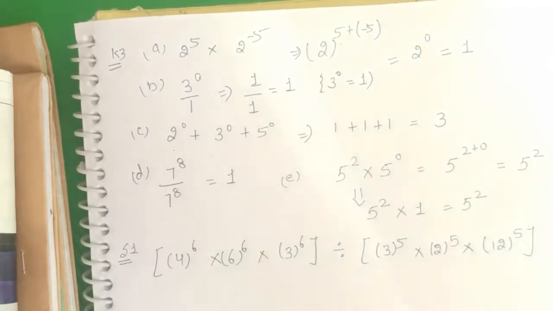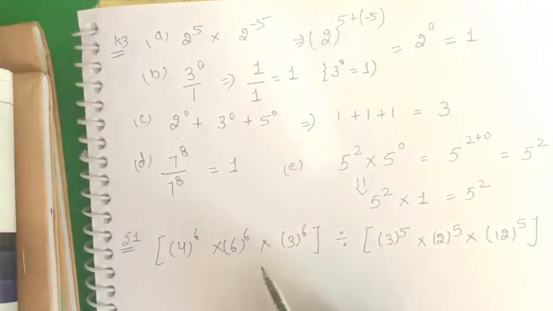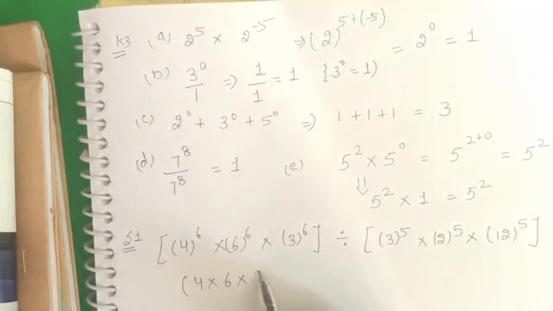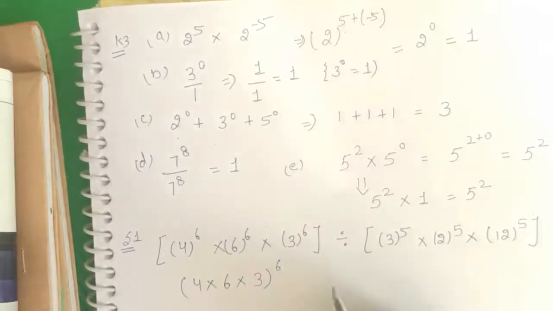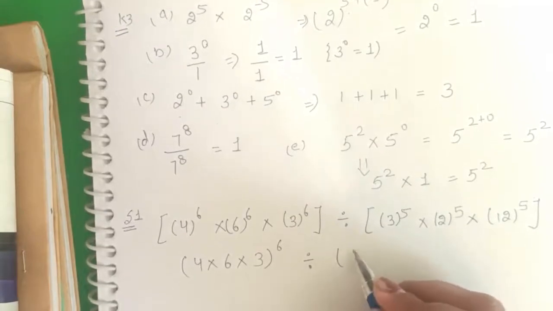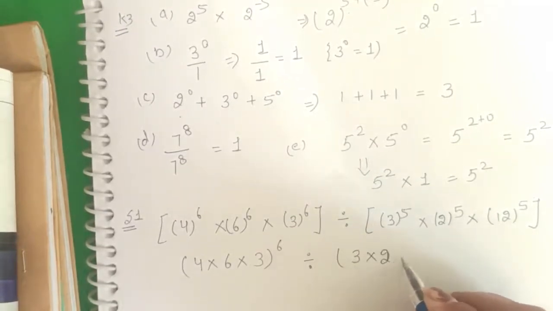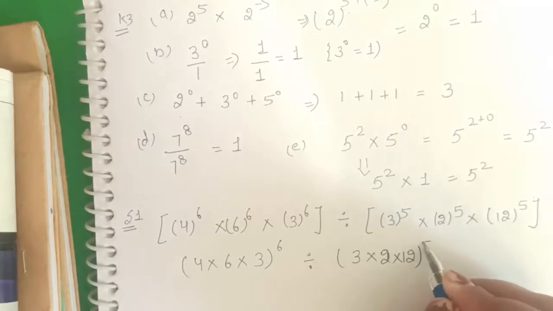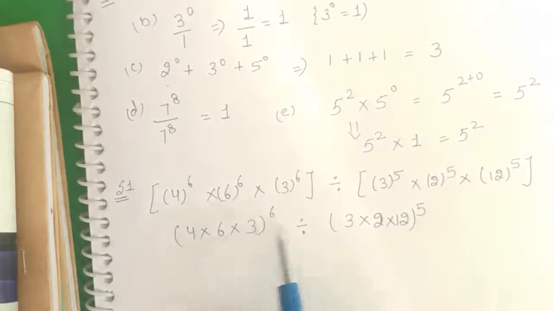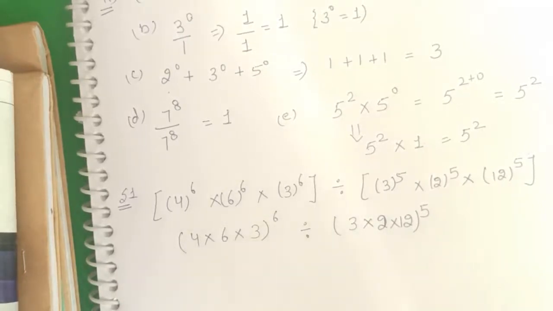Right? So now see, here powers are 6, 6, 6. Same. This we can write like 4 multiply 6 multiply 3 the whole to the power 6. Divide by, here the power is also same, 3 multiply 2 multiply 12 the whole to the power 5. Clear students? Now, base is also different, powers are also different. How will you do that?